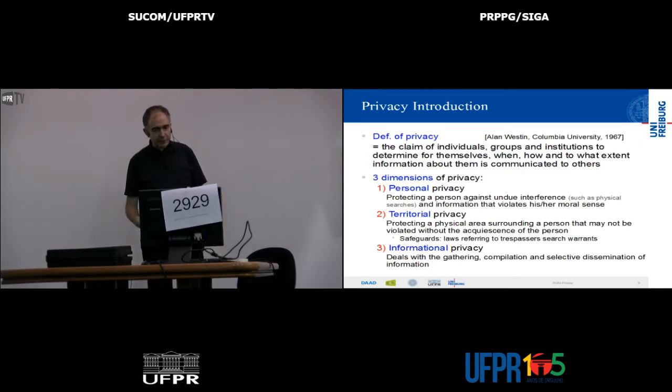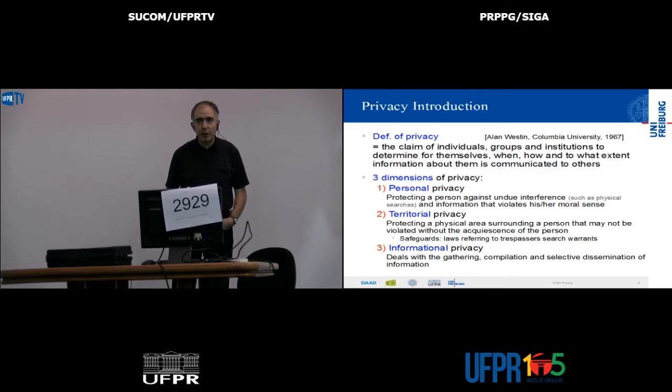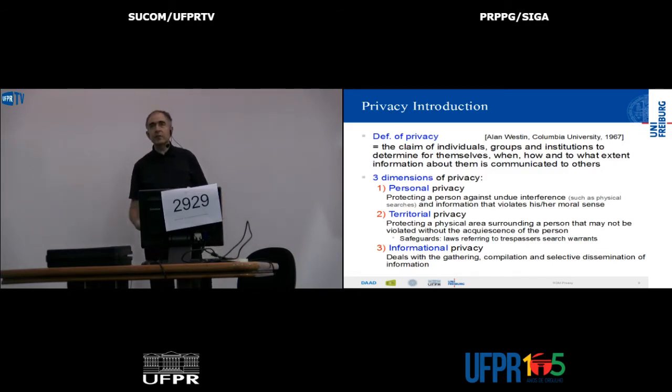And we have three dimensions of privacy. The personal one, which is becoming academic: protecting a person against undue interference and information that violates the moral sense. We have territorial privacy, protecting a physical area, so that you shouldn't enter a certain property. And then we have the third dimension, informational privacy, which is relatively new.